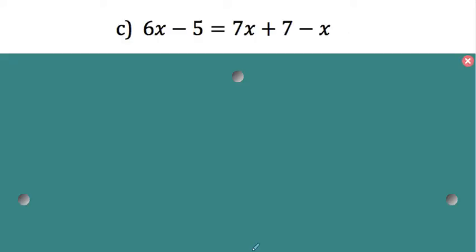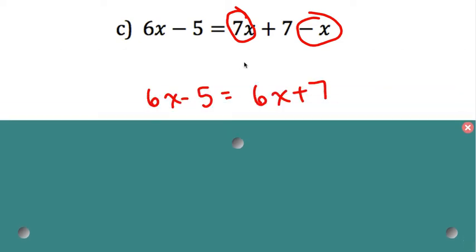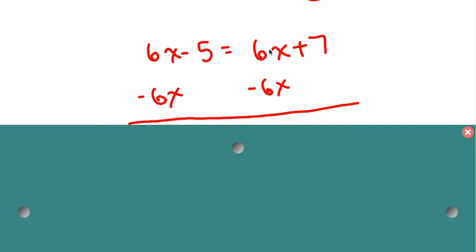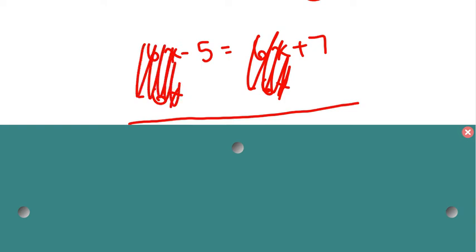Next, I did one for you here. So again, my first step here would be to combine my like terms. 7x minus x is 6x. So recopy the left-hand side, 6x minus 5. Right-hand side, 7x minus x is 6x, but then bring down the plus 7. Move 6x to the other side. So this is a positive 6x, so I would do the opposite and subtract 6x. 6x minus 6x is 0. 6x minus 6x, again, is 0.